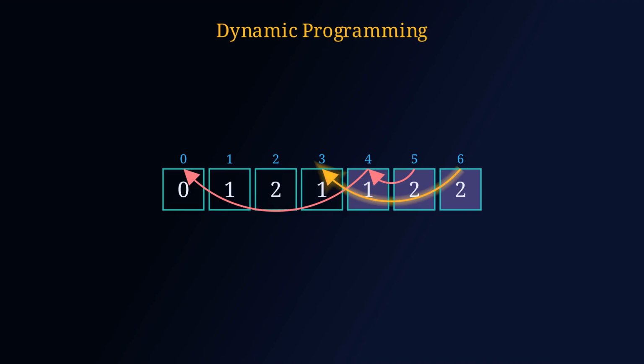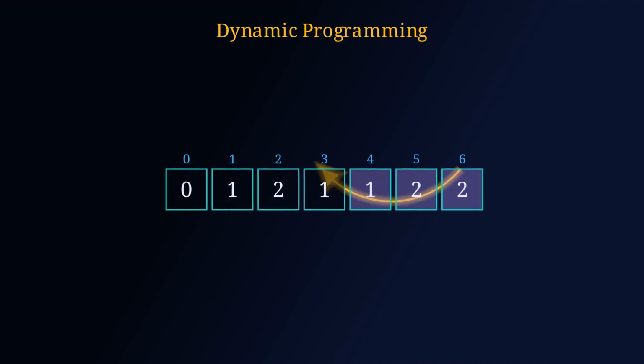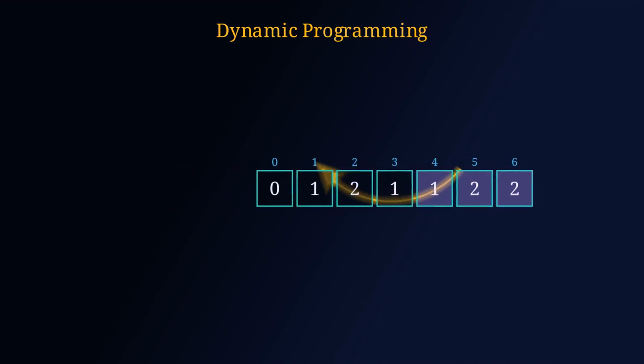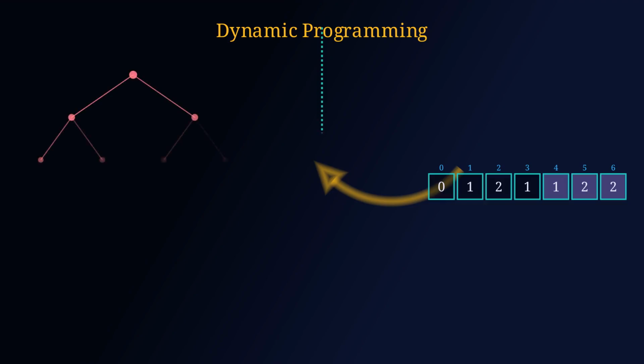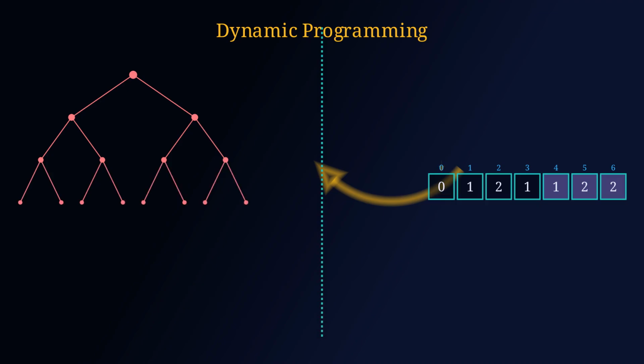The table is complete. Step back and admire what we did. We answered a question that a naive tree would have needed exponential effort for, using a short walk across a handful of cells. The explosion is gone, replaced by a calm, orderly sweep. This orderly sweep, filling a table so each answer builds on smaller ones, is dynamic programming.